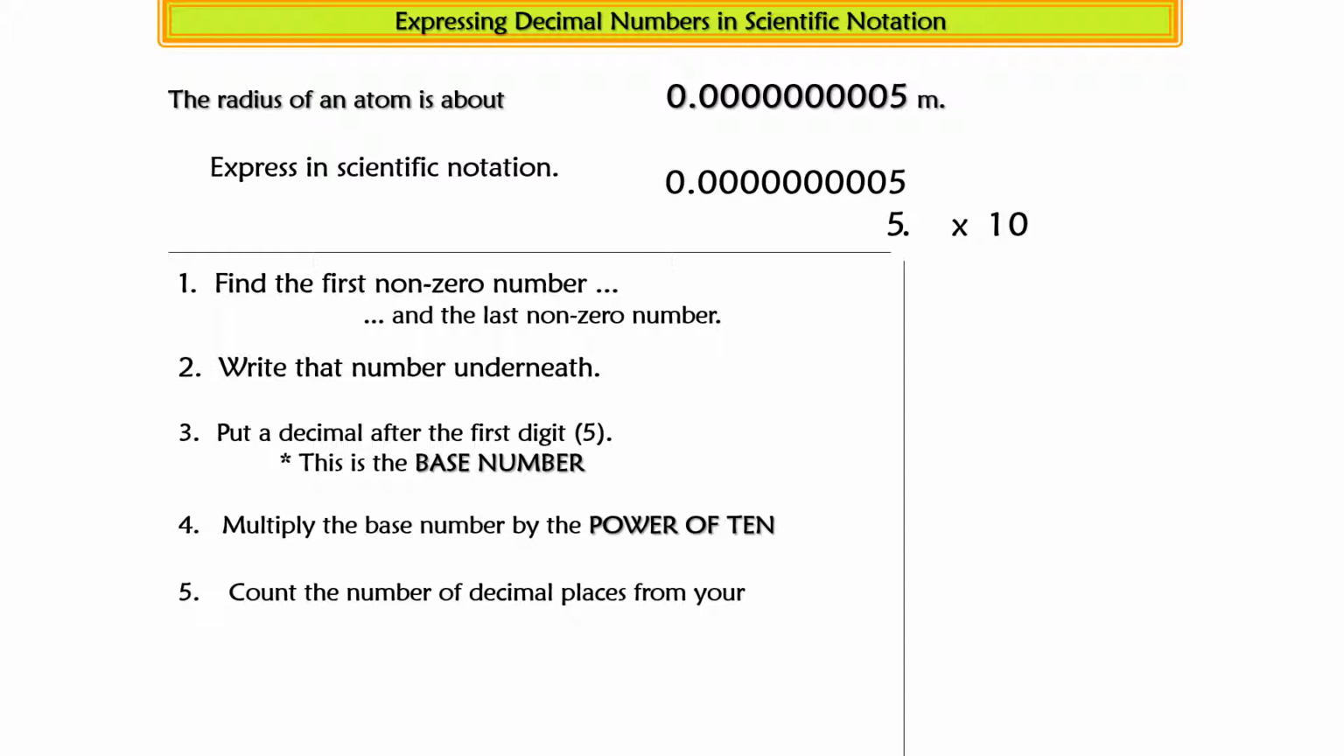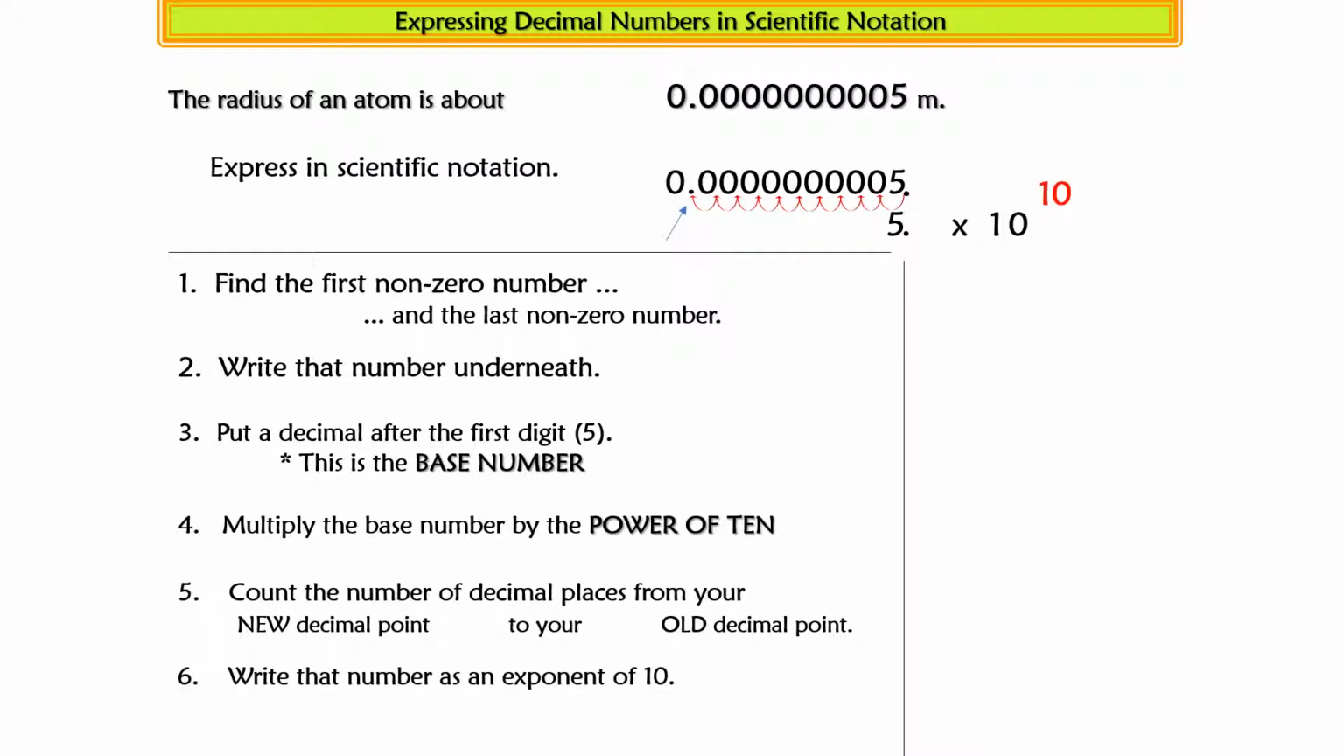Well, how are we going to figure out what our power of 10 is going to be? We're going to have to do some counting. So we want to count the number of decimal places from where we just put the new decimal place, which is to the right of the 5, back to where it used to be, right there. So let's count. I got 10, so our exponent is going to be 10.